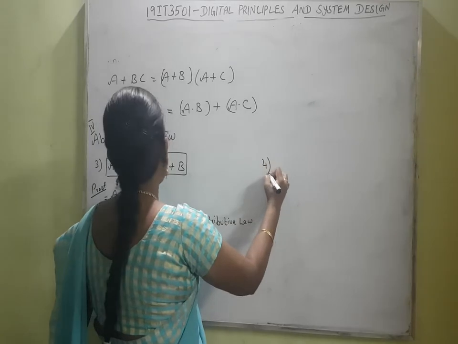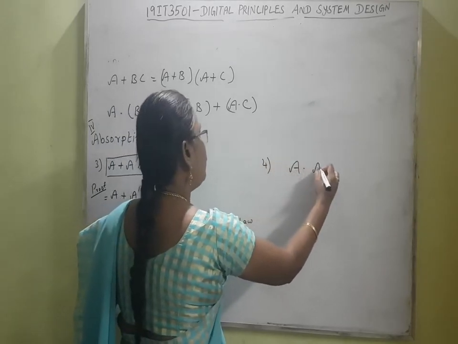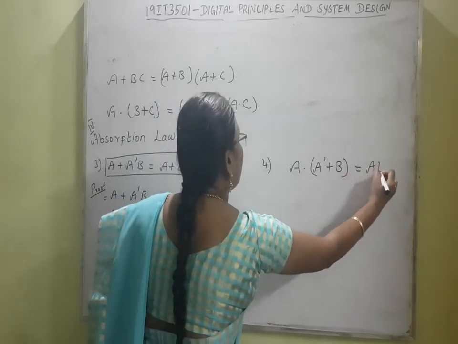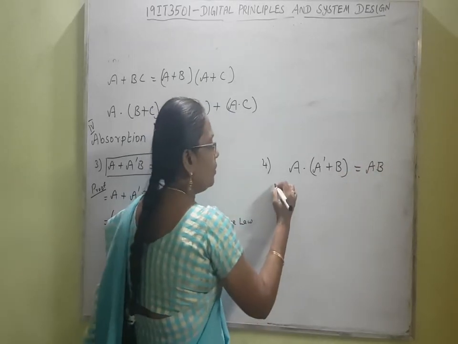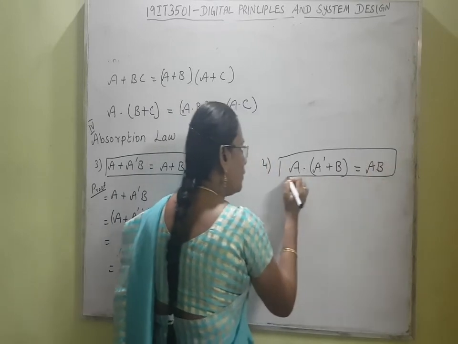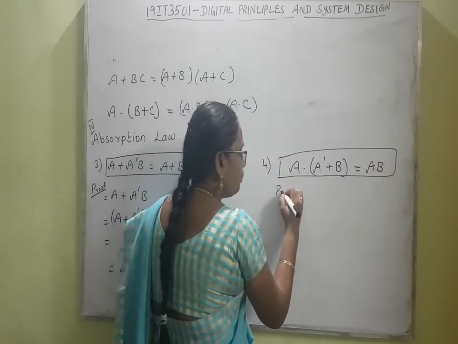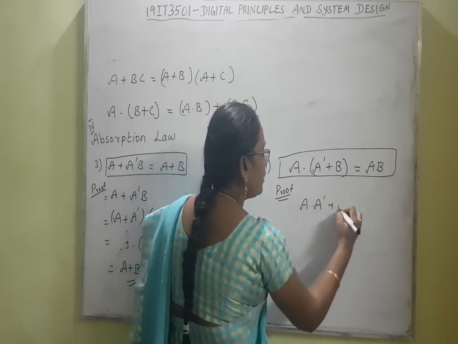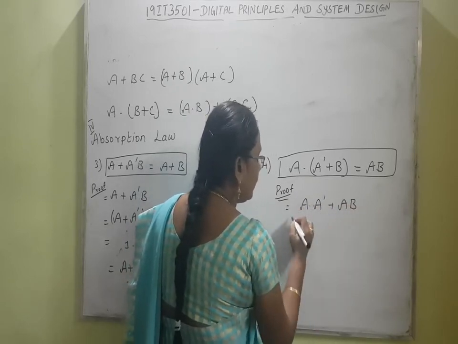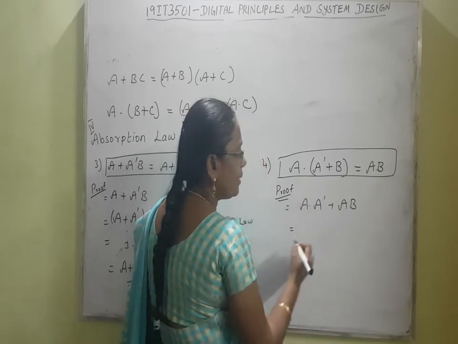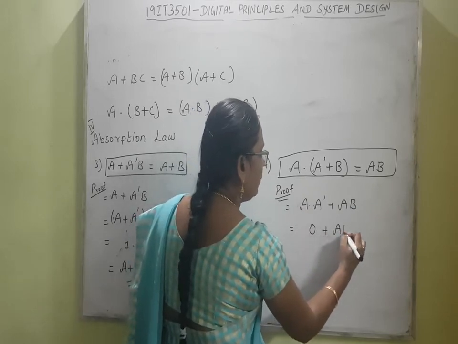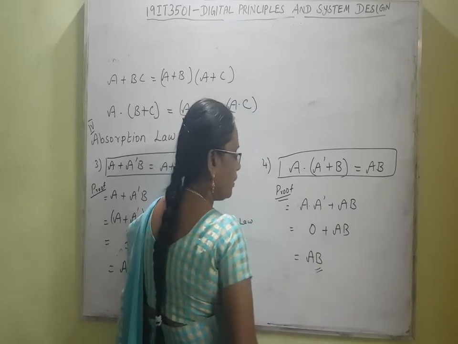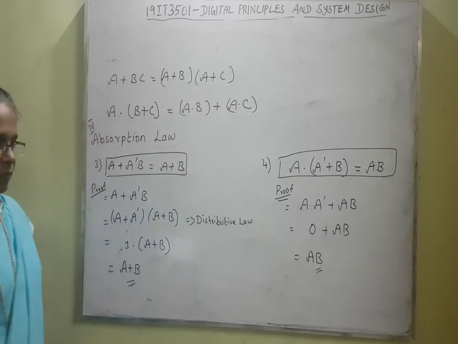Now the fourth, the duality of this expression is a into a dash plus b is equal to ab. So this is another absorption law. Take the proof. We have a into a dash plus ab, which is equal to, what is a into a dash? It is 0 plus ab, which is equal to ab. So that is your absorption law.